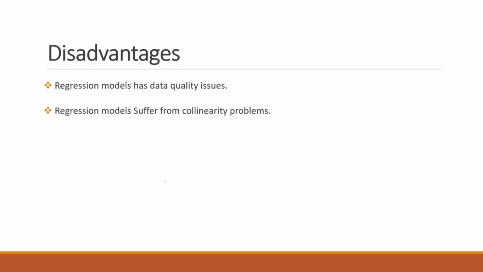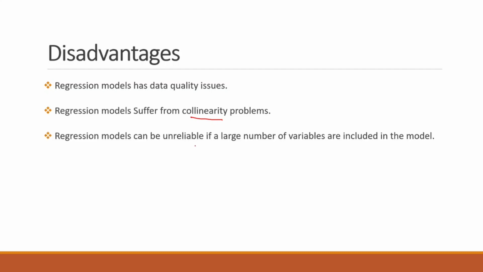Then regression models suffer from collinearity problems. So what is collinearity? This is a term which means there is a strong linear correlation among some independent variables. If the independent variables have strong correlations among themselves, then they will eat into each other's predictive power, and the regression coefficients will lose their ruggedness. Okay, so this is the problem. Regression models can also be unreliable if a large number of variables are included in the model. So this is another problem with respect to regression.